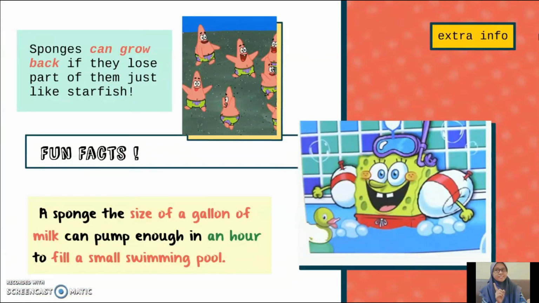Fun facts. Do you know that sponges can grow back if they lose part of them, just like starfish? They regenerate by asexual reproduction, as I mentioned just now. Another fun fact, a sponge the size of a gallon of milk can pump enough water in an hour to fill a small swimming pool. That means their filtration power is just like that.